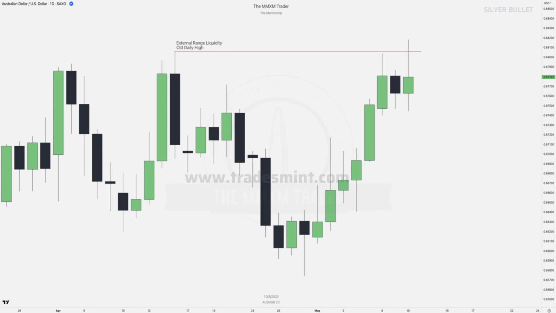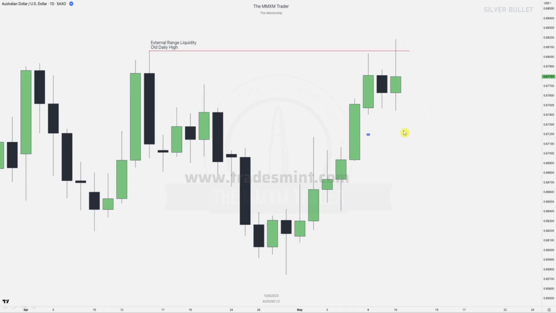Right, so we've got an Australian dollar, US dollar daily chart. Again, keep in mind every time: external range liquidity into internal range liquidity. We rate this external range liquidity, the old daily high. Where does your eye go to? We have an imbalance down here. So our draw on liquidity is down here. So now we know this high over here is unlikely to get traded into again, and our next draw on liquidity is to fill up an imbalance or reprice into a fair value gap, right?